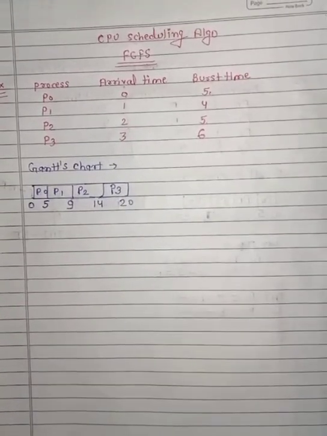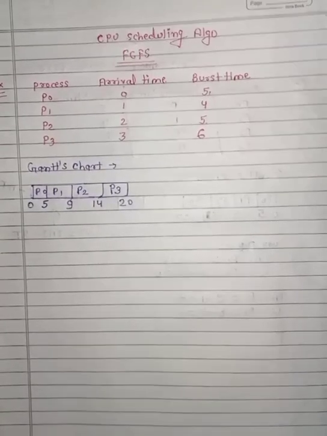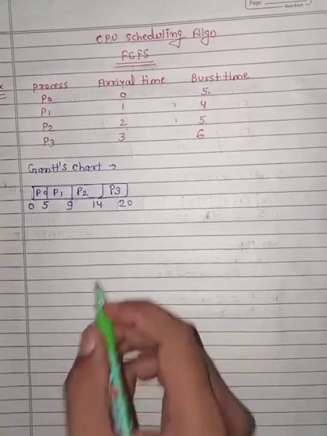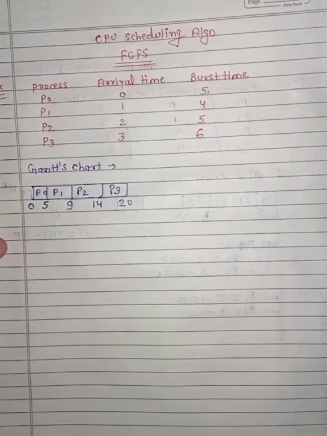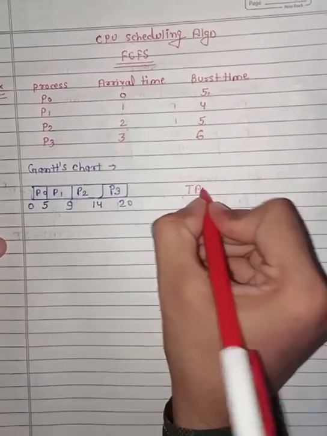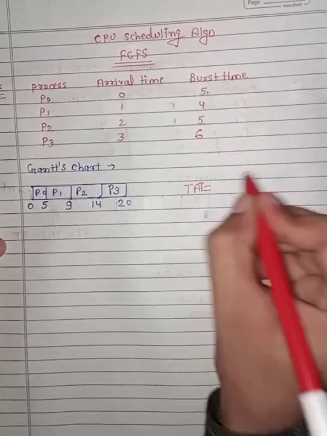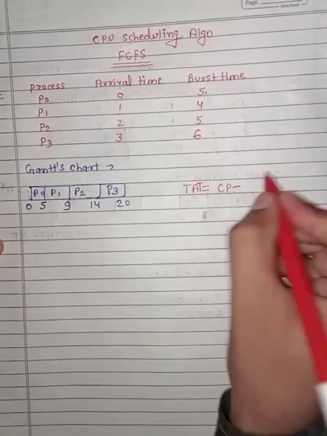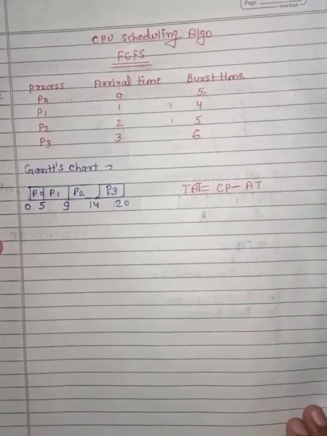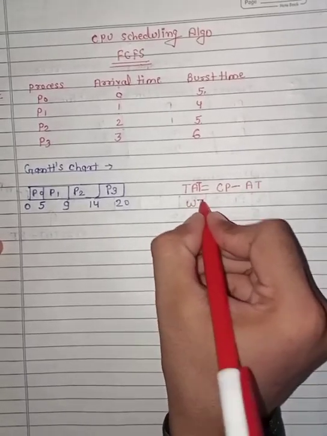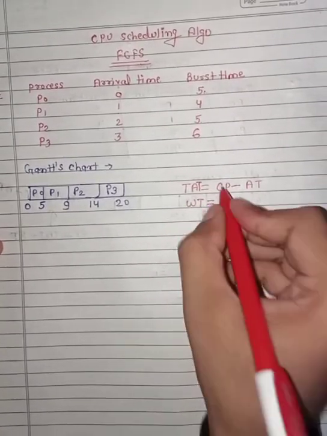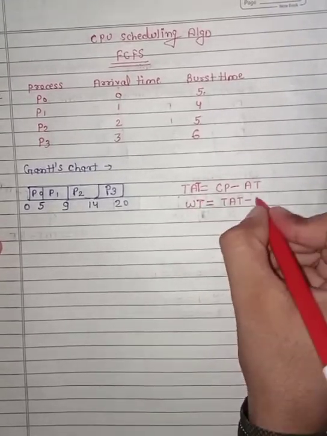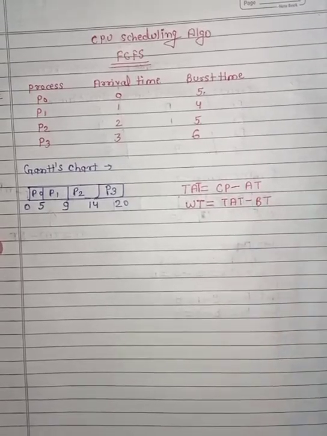Now we have to find the turnaround time and waiting time for each and every process, and the average waiting time and average turnaround time. We can find the turnaround time as the completion time of any process minus the arrival time of that process, and the waiting time can be calculated for each process as the turnaround time minus burst time.